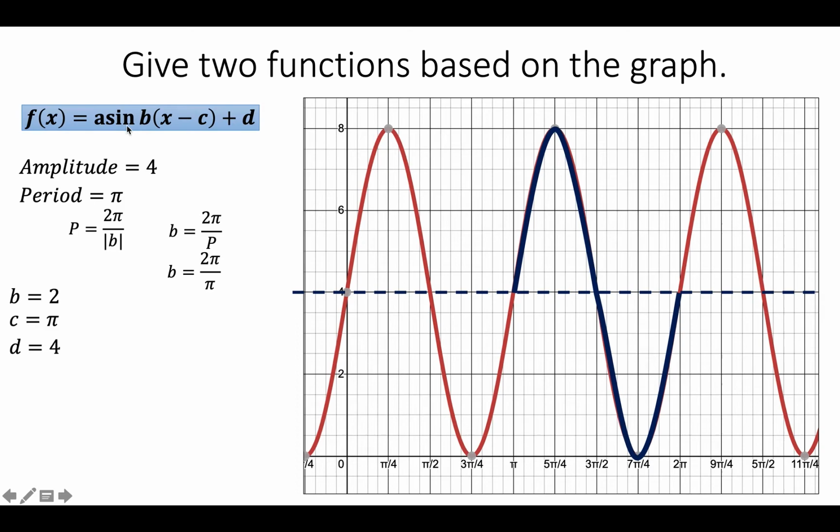So replacing all the values of the variables based on our values here, you will get 4 sine 2 times the quantity x minus pi, then plus 4. So that is the sine function. Well, there are many different answers here. If you started here, definitely your C will change. It becomes 0, so that becomes 2x.